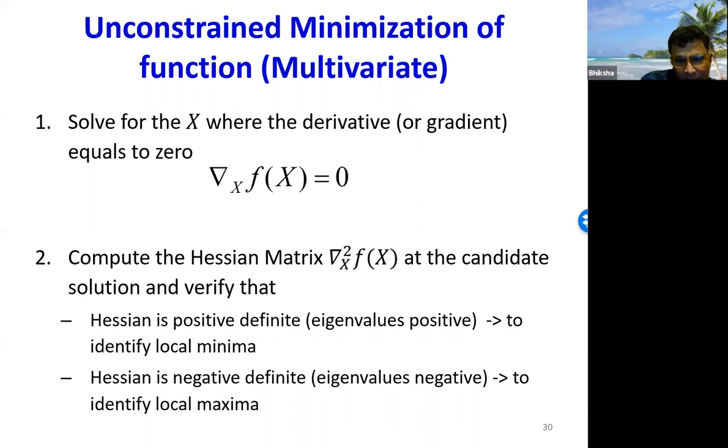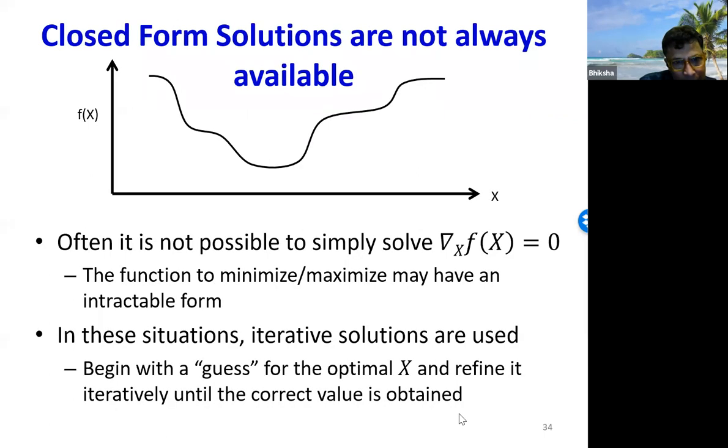If it's a negative definite Hessian, it's a local maximum. Otherwise, you really can't say anything about that point. All of this is very fine. This is what we learned in school, or maybe a little more than that. But the fact is that it's often just not possible to simply solve for the gradient of x equals 0.